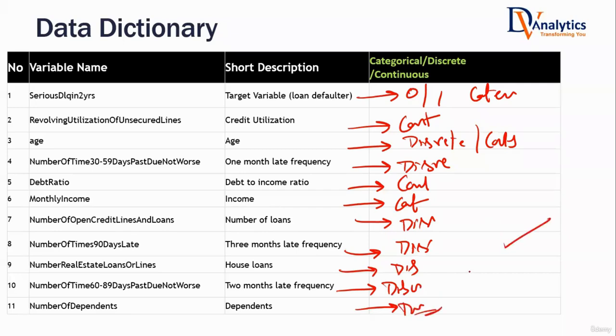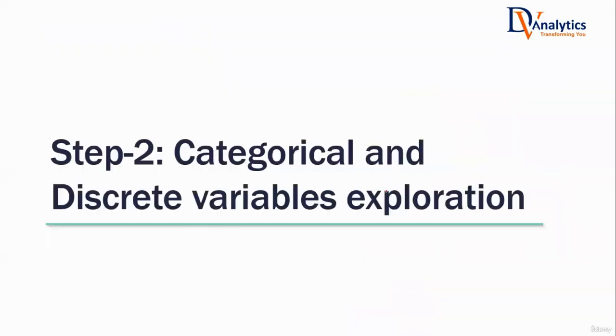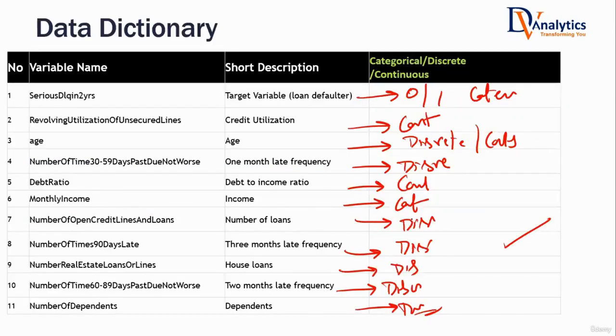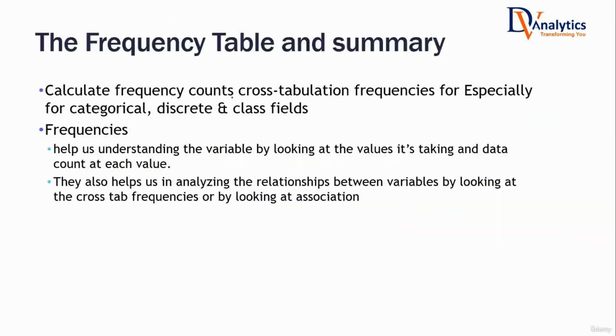Yes, sir. So what we do is, for categorical and discrete variables, we do the exploration separately. For continuous variables, we do the exploration separately. For categorical and discrete variables, since they take only a limited number of values, we do the exploration by looking at the frequency tables. Can you tell me what is a frequency table?